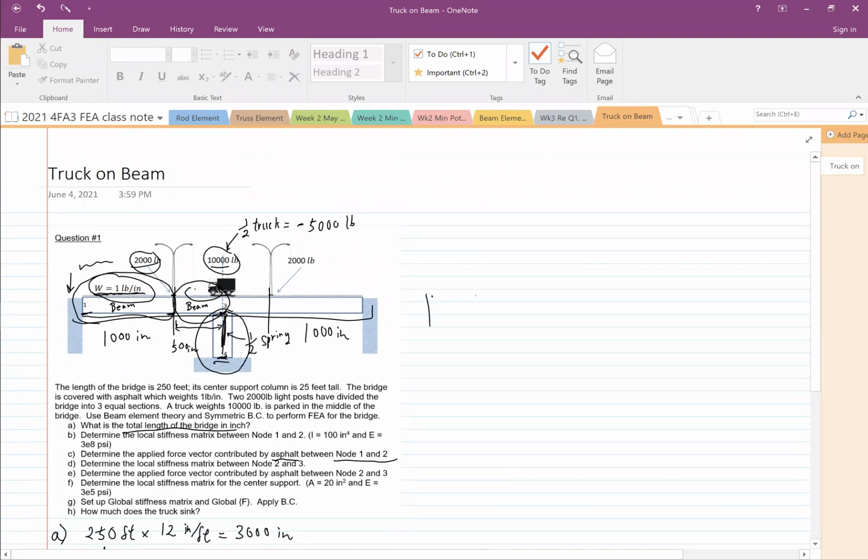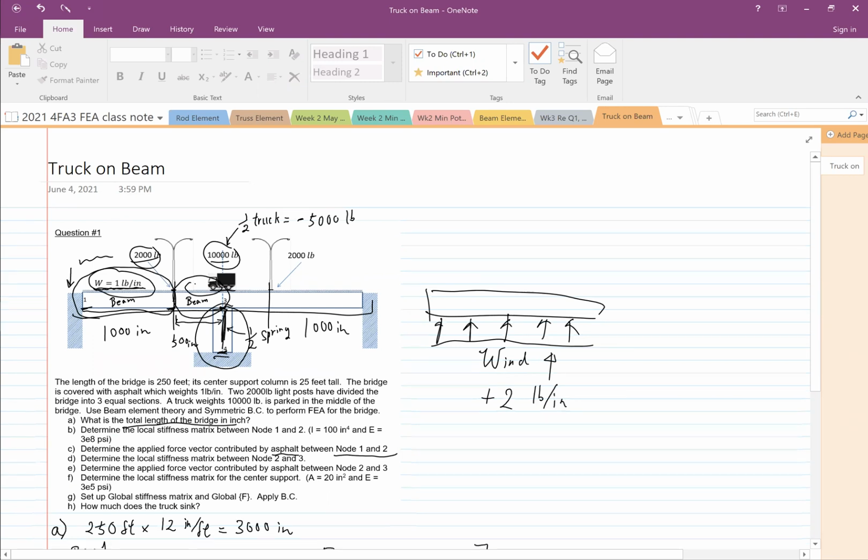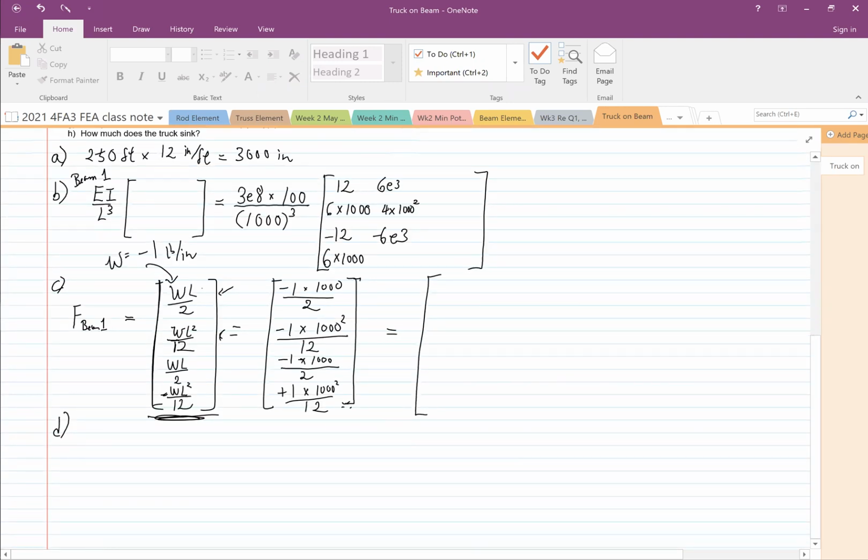If I have a beam with crazy loading like this, how about wind blowing upwards? Let's say the wind is 2 pound per inch. Then in these equations, you will have plus 2 times 1000 divided by 2, something like that. But in this case, it is an axial load going down, so it's -1.